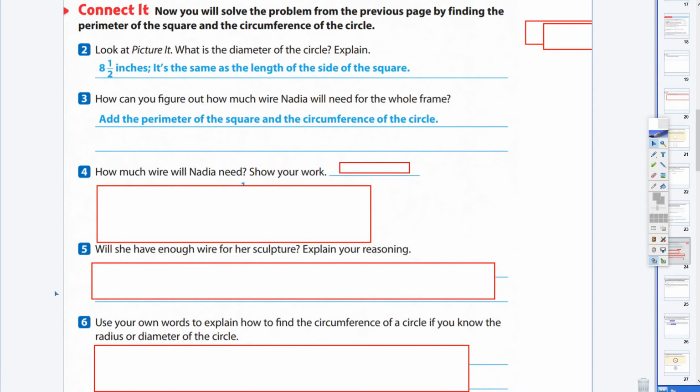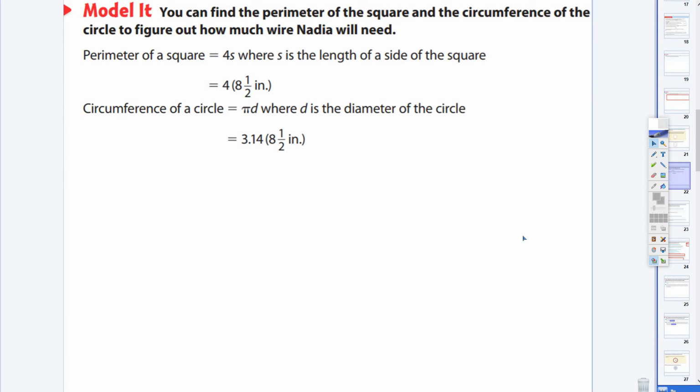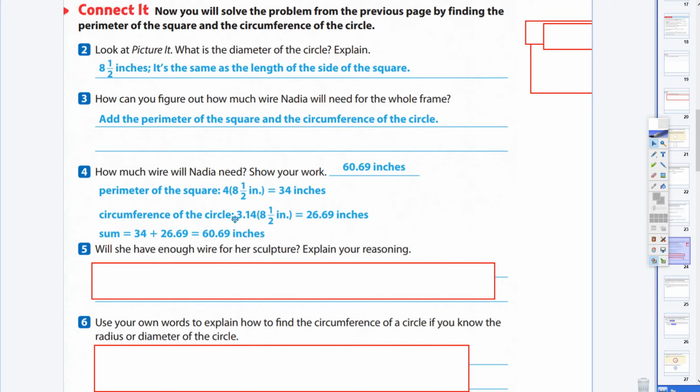Alright, so we're going to add the perimeter of the square and circumference of the circle. And how much wire will Nadia need? And show your work. If you got 60.69 inches, you are correct. Show your work. We did that in the previous pages, if you remember this one. Okay, and all you have to do is the math. But the perimeter of the square is 4, because there's 4 sides, times one side, which is 8.5 inches. And when you multiply them, you get 34 inches.